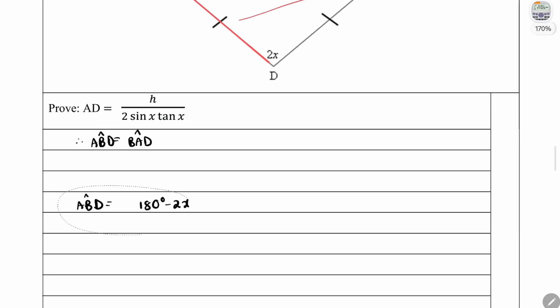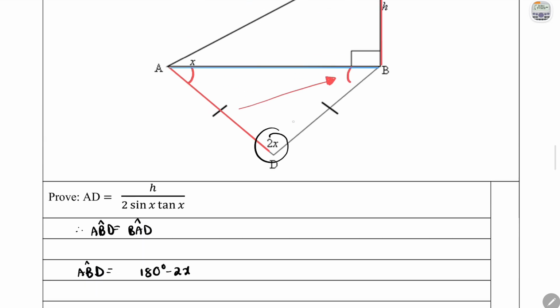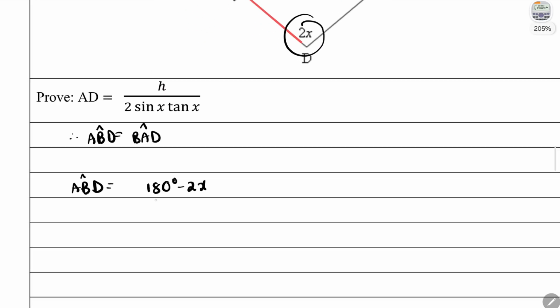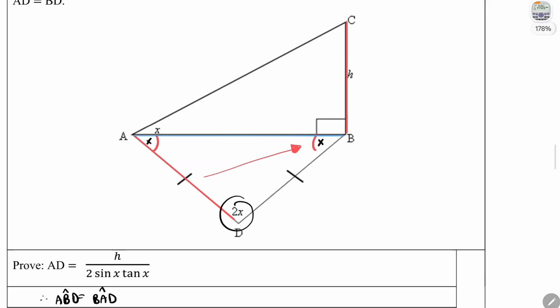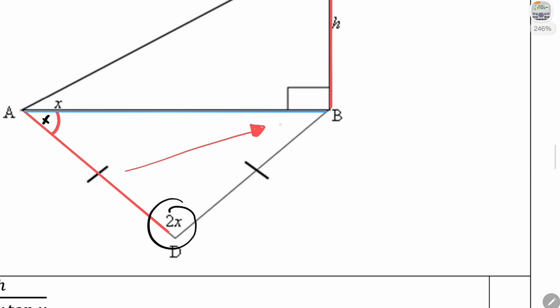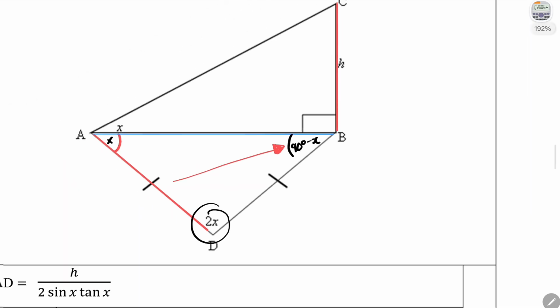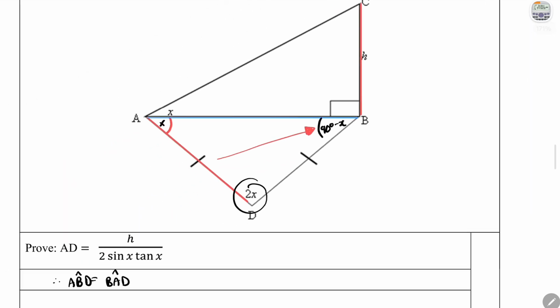And so let's go ahead and find angle ABD. So this is 180 degrees minus 2x, but then there are two of the exact same angle. So to find one of them, just divide that angle that we find by 2. So 180 degrees minus 2x, divided by 2. And so this means that angle ABD is simply equal to 90 degrees minus x. So we found an expression for this. ABD is 90 degrees minus x. And now all we have to find is AB, and then we'll use the sine rule.